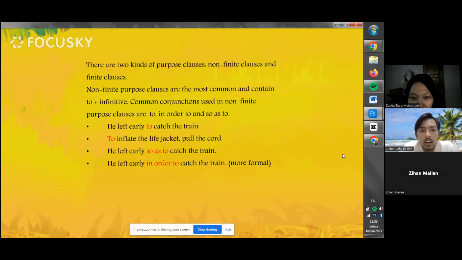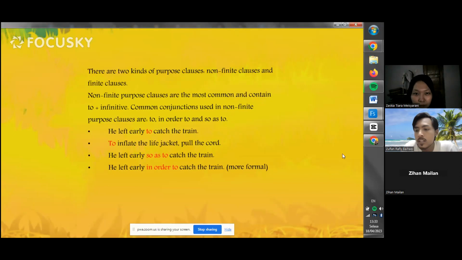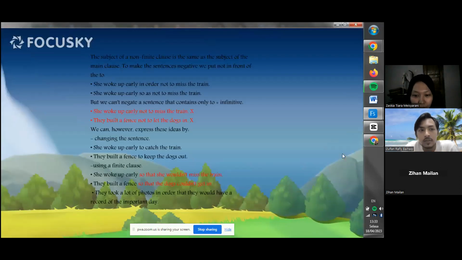He left early to catch the train. The second one, to inflate the life jacket, pull the cord. And the third one, he left early so as to catch the train. And the last one, he left early in order to catch the train. It's more formal. Then here we go, let's go to the next slide, where Zihan will explain.